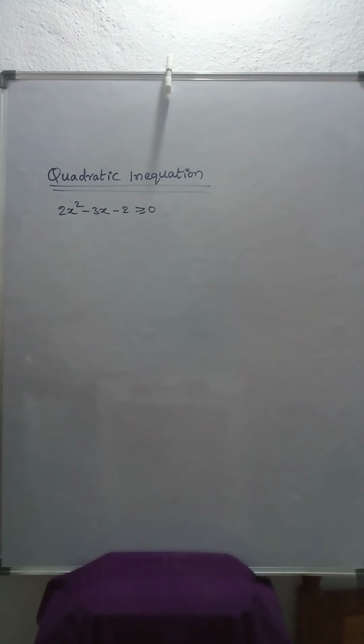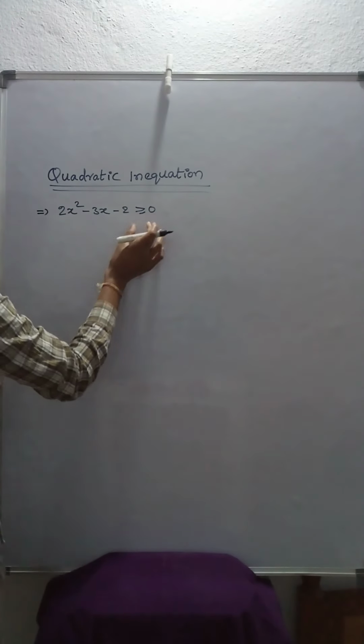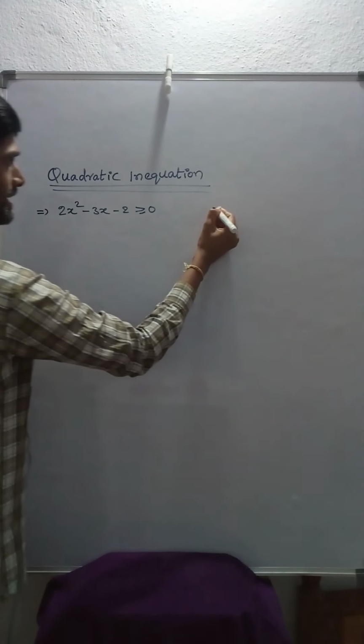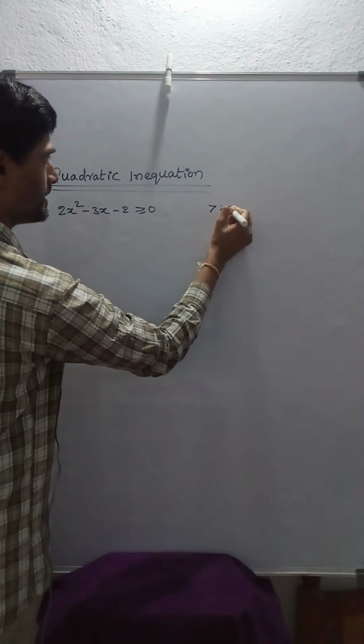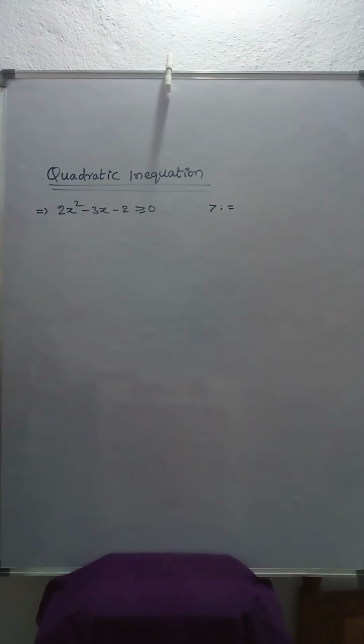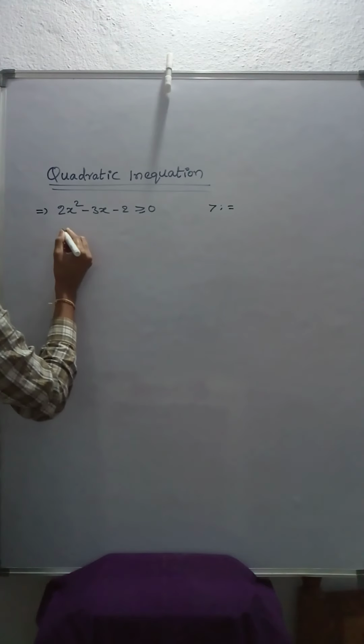So today we are going to study the inequation with the greater than or equal to sign. A quadratic inequation is given like this: 2x square minus 3x minus 2 greater than or equal to 0. So it contains two signs here. One is greater than, and the second is the equality sign, equals to. To understand this, two things should be known first.